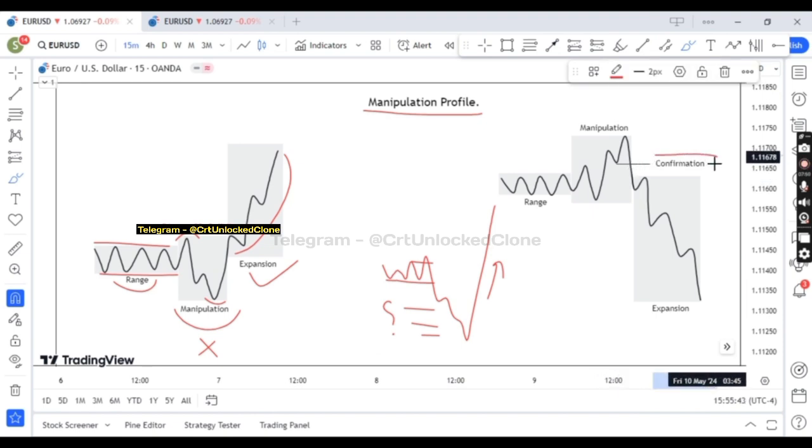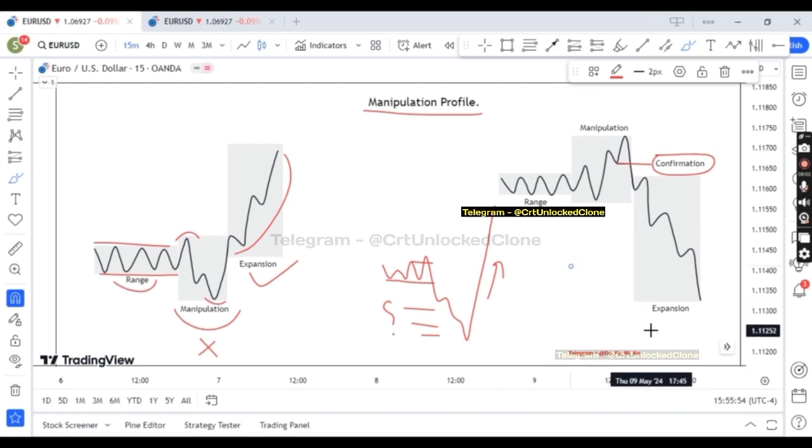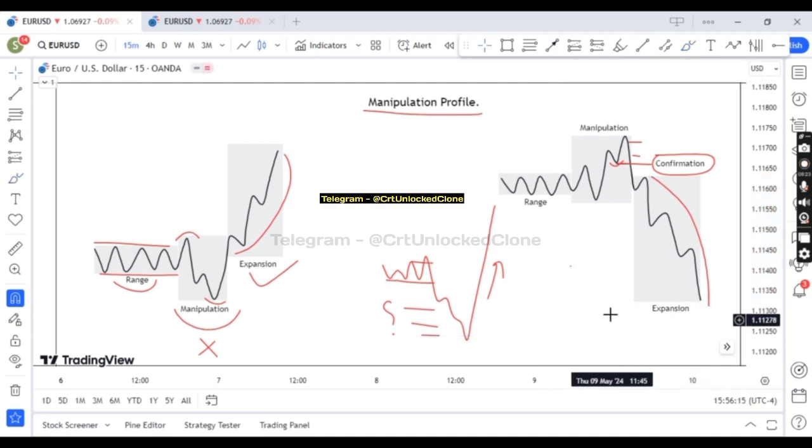you can position yourself in the expansion profile after a confirmation has been made in the form of a CSD or a model 1 entry, which I'll explain further in other chapters, right? Now a confirmation for the manipulation profile ending is made once price closes below a swing low or a swing high or forms an order block. After that the manipulation profile has ended, and now you can enter a trade and position yourself in the expansion profile.